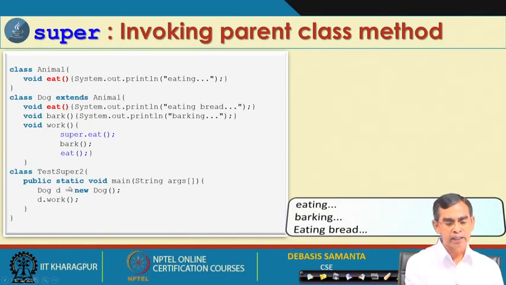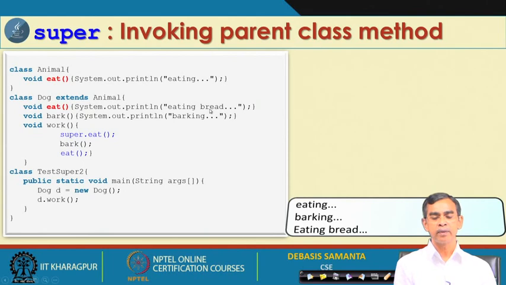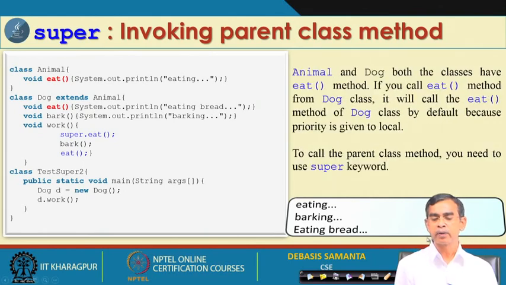So, dog work, super dot eat, it is basically eating, then bark, it will be barking, and then eat again, eating bread. So, this kind of output you can see if you run this program. So, this is the concept that using super we can resolve the parent class method rather than the base class method.